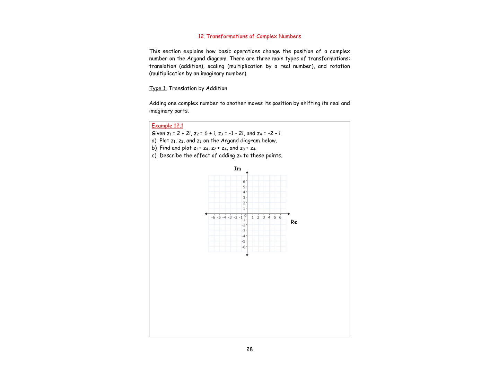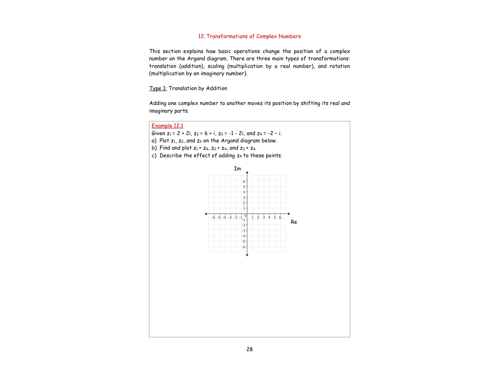This video is the 12th and final video on the complex number set of videos. In this video, we're going to look at transformations of complex numbers. This section explains how basic operations such as multiplying, dividing, adding and subtracting change the position of a complex number on the Argand diagram. There are three main types of transformation.